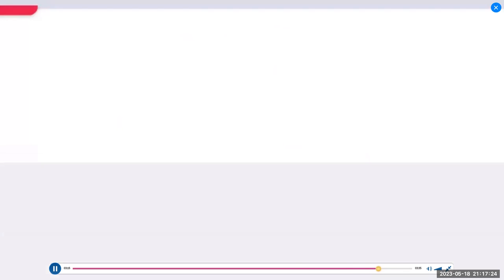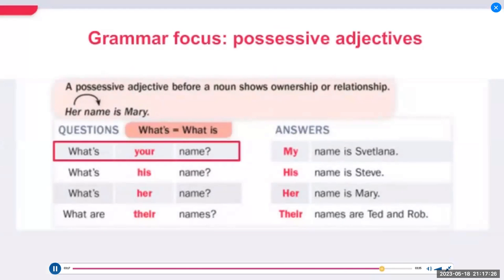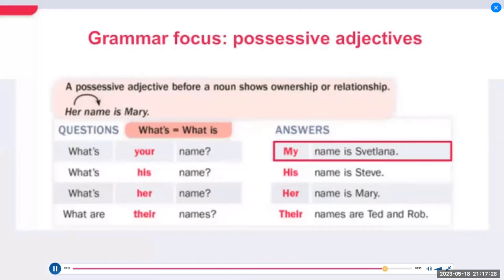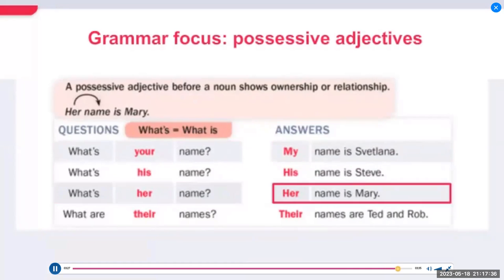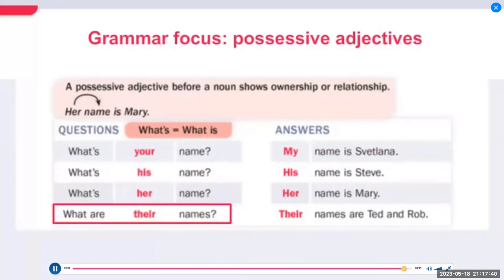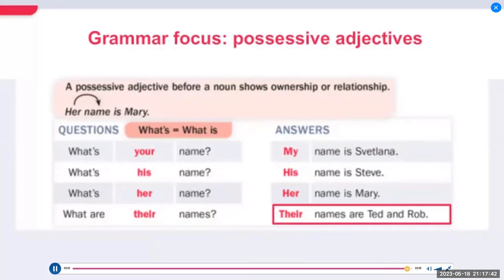Let's review. What's your name? My name is Svetlana. What's his name? His name is Steve. What's her name? Her name is Mary. What are their names? Their names are Ted and Rob.